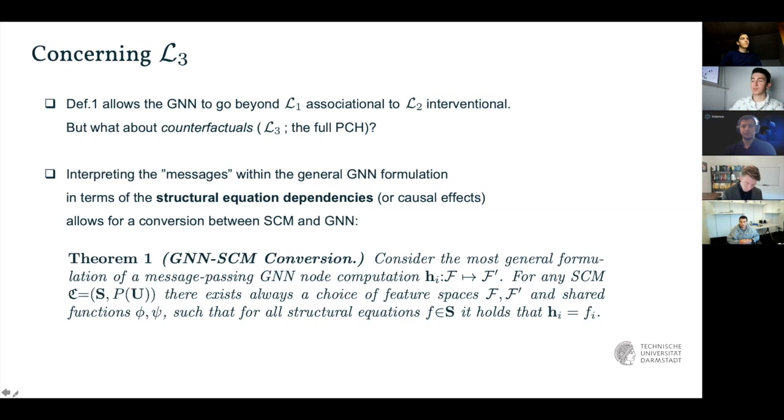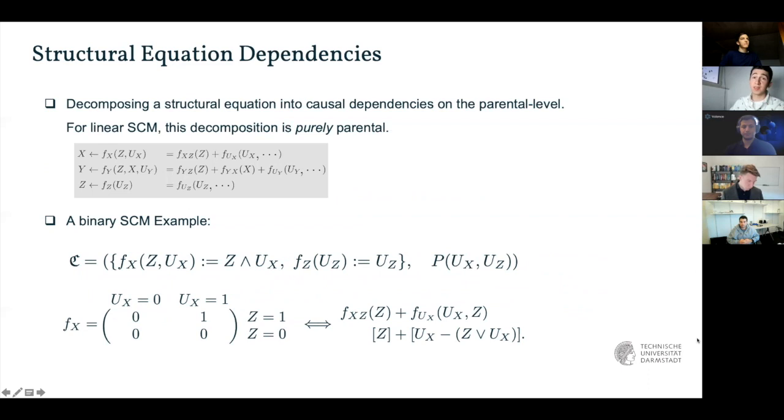And so to do that, essentially we have kind of this picture here. I'm just giving an example. So basically we can decompose a structural equation into these causal dependencies on a parental level. And so if you imagine our linear SCM, this is really just purely parental. It must not be a linear SCM though, right? It's more of the question of which of those decompositions actually make sense, which of them are interesting to look at. And I mean, obviously there's a trivial one, obviously there's a linear one, but I think there are also some exciting intermediate cases.